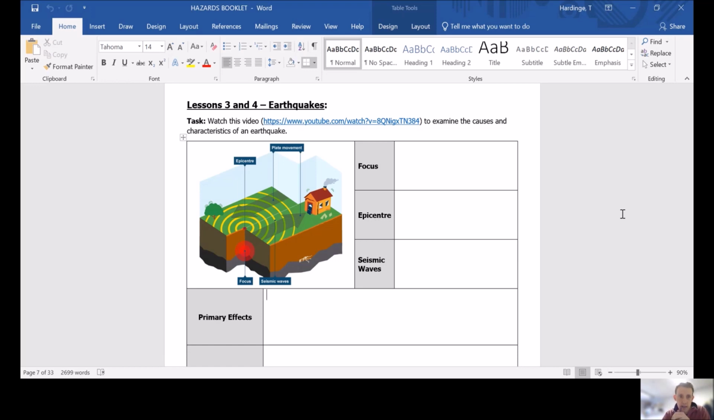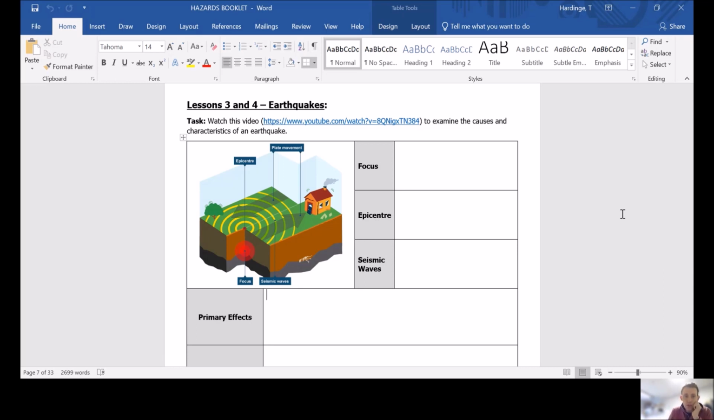If you turn to page 7 in your booklets, you've got a copy of this diagram, and I'd like us just to have a little look at the main features of an earthquake. There's in particular 3 phrases that I want us to be familiar with. That's the focus, the epicenter, and seismic waves.